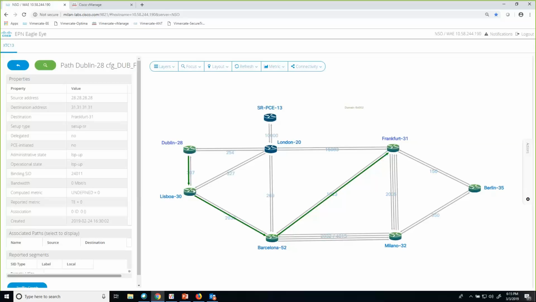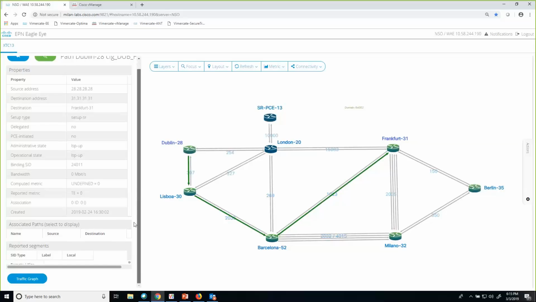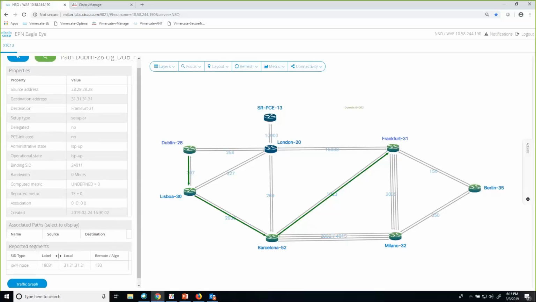We can roughly see that we're going to have around 2 milliseconds between Lisbon and Barcelona, 1 millisecond between Barcelona and Frankfurt. And yet again, if we look at the labels that are used in this policy, it's actually singular. One label, 18,031. Again, it is the FlexAlgo prefix seed of Frankfurt on algorithm 130. And if you remember, it's one loopback I have configured in Frankfurt with multiple personalities.